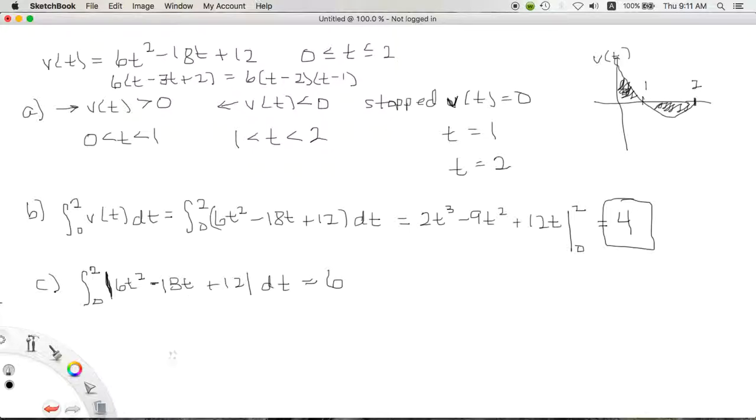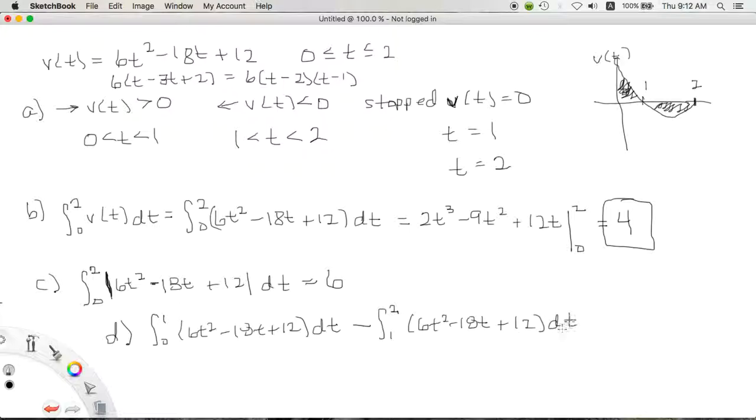Alright, now part D asks us to find it without using absolute value. So what that means is we're going to split it up. Well, where does it split? It splits at 1. So we're going to go from 0 to 1 of our velocity function. And this is a positive area, so we're just going to leave it positive. And then we're going to subtract off, because this is a negative area, so minus a negative will make it positive, the area from 1 to 2 of our velocity function. So then we take our antiderivatives. We've already figured that out.